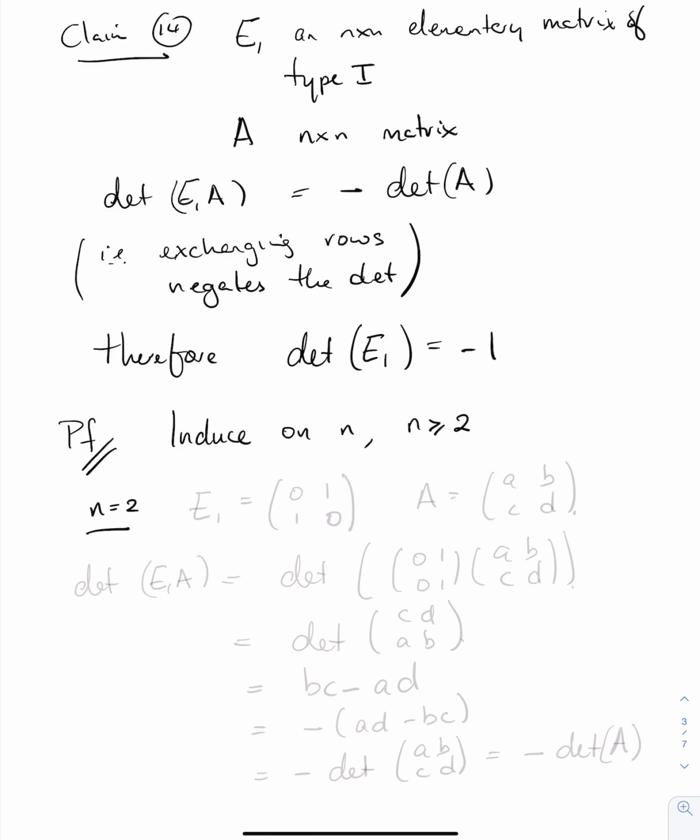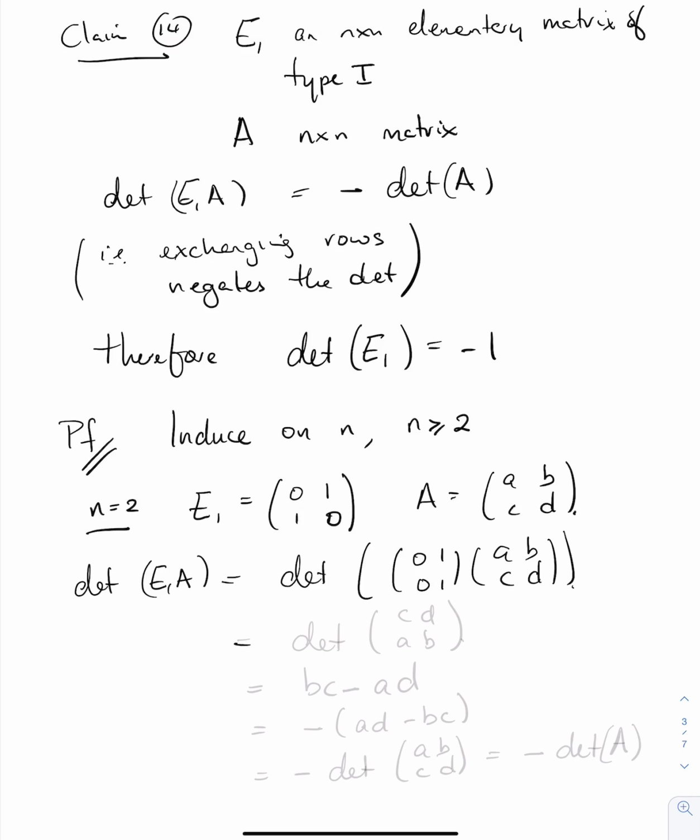For 2 by 2 matrices, there's only one possible matrix that will exchange row 1 and row 2. It's this matrix, 0, 1, 1, 0. And say A is some other 2 by 2 matrix, A, B, C, D. Then, let's look at the determinant of E1 times A.